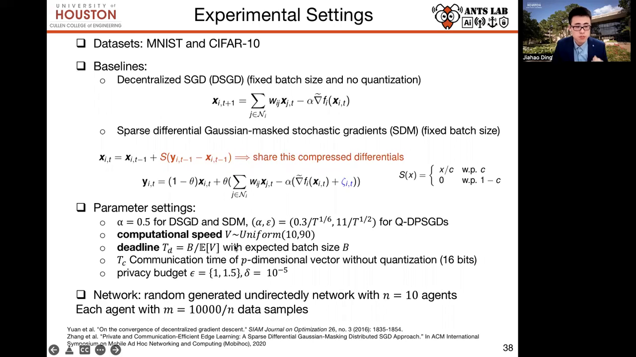And we set the communication speed from a uniform distribution, and a deadline time TD. Here TC means the communication time of a p-dimensional vector without quantization. And we consider a network generated from a graph of 10 agents.